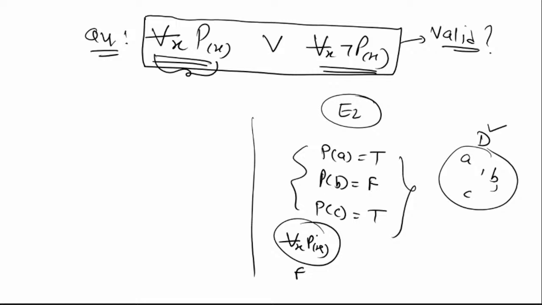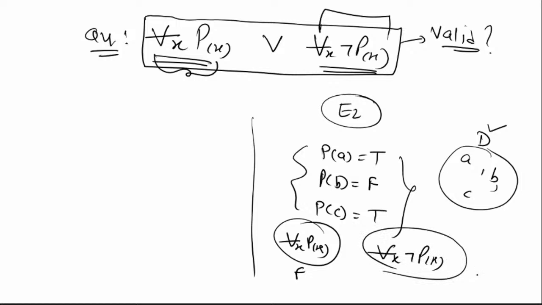So that's why you can say that for all x Px, this will become false. Also, you can see that for all x negation Px, this will also become false. Why? Because this is saying that for every x, Px must be false. But you can see PA is true, PC is true. So this second part is also false. This first part is also false. And you know, false or false is also false. So completely this Q4 is false in this environment E2.